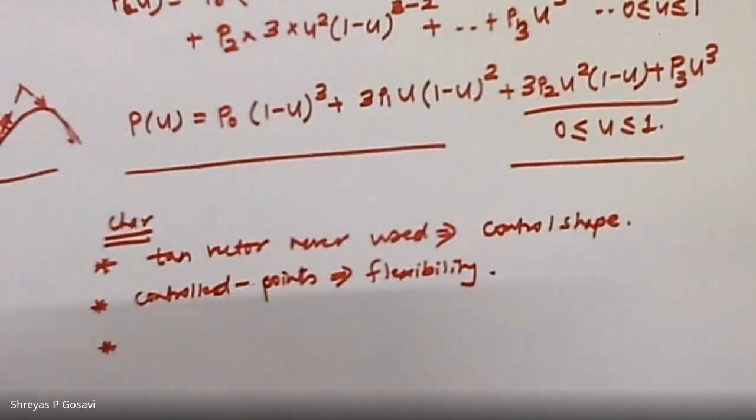And the degree of the curve is given by n minus 1. So if n is the number of control points, then the degree of the curve is equal to n minus 1. Okay. So this is about the Bezier curve, which is again a type of spline curve. It is an approximated one, and it doesn't depend on the tangent vectors, but it is governed by the control points.